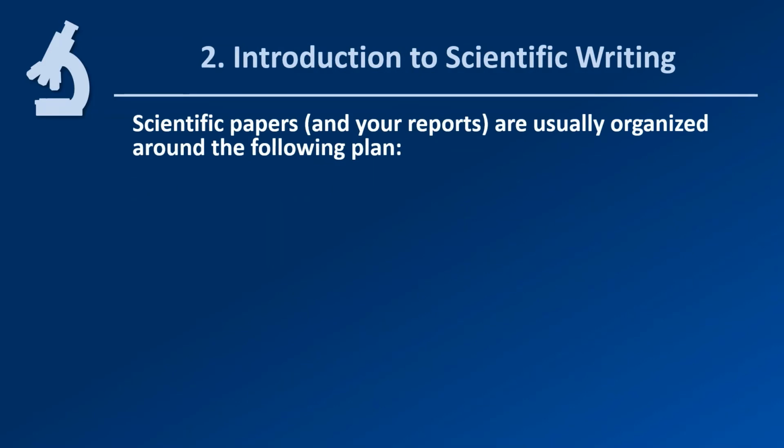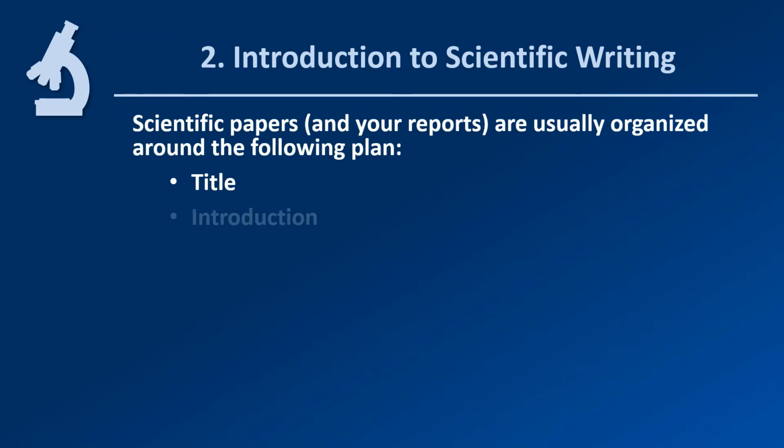Part 2 of today's lab is we're going to learn a little bit about scientific writing. So what I want you to do, if you haven't done so already, is look at Appendix A. And Appendix A talks about what a scientific paper is going to look like and what your lab reports are going to look like. So scientific papers and your lab reports usually are organized around the following things.